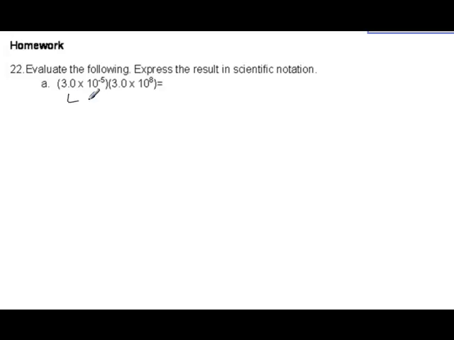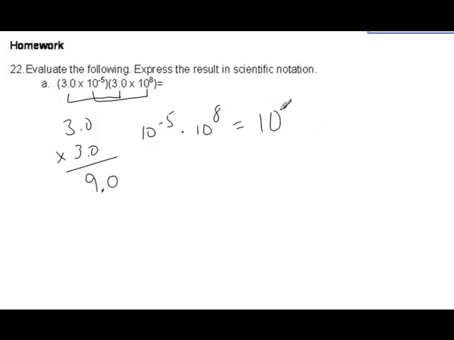So we know that we're going to do numbers with numbers, powers with powers. So I have 3.0 times 3.0, and then I have 10 to the negative fifth times 10 to the eighth. Obviously 3 times 3 is 9. 9.0 is fine. When we multiply powers with the same base, what do we do? Add the exponents. So negative 5 plus positive 8. I would write it like that just to get used to it. So that's 10 to the third.